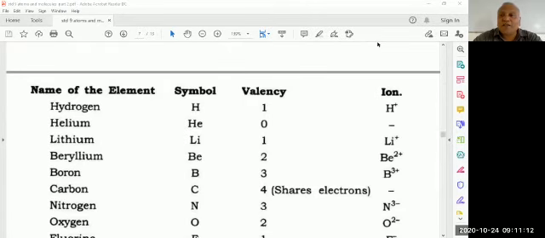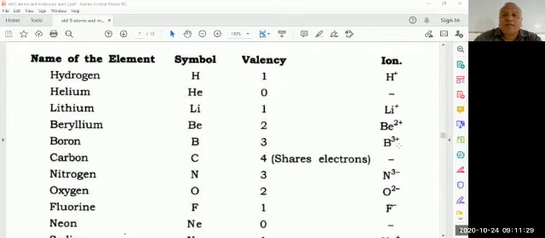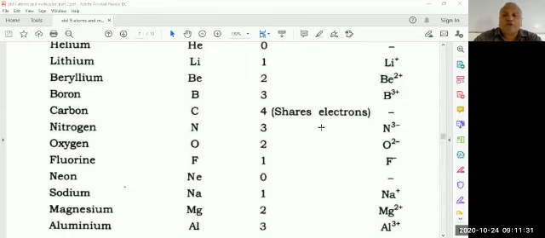See, on your screen, I have shown you hydrogen, valency 1, hydrogen ion H plus. Helium cannot form an ion because it is an inert gas. Lithium ion Li plus, beryllium ion Be2 plus, boron ion B3 plus, and in the same way nitrogen ion N3 minus, oxygen means oxide ion O2 minus, fluorine means fluoride ion F minus.